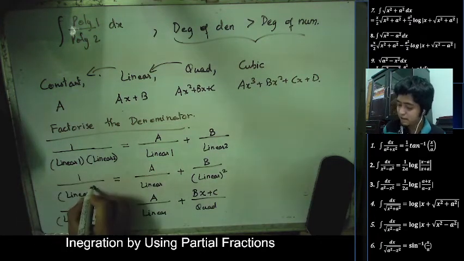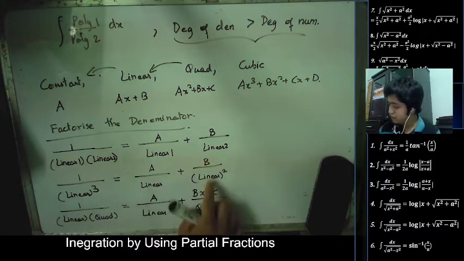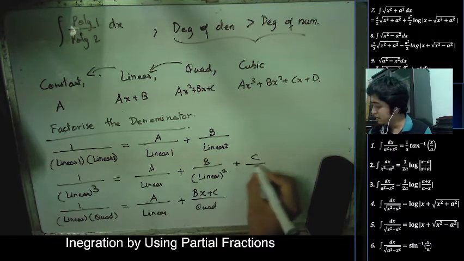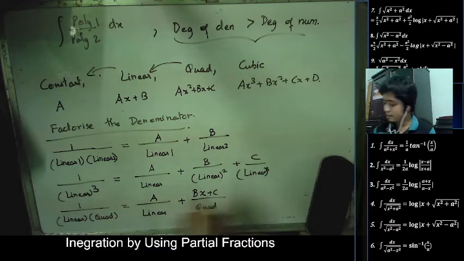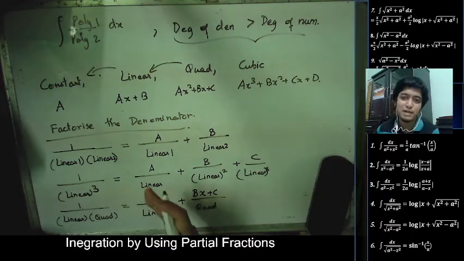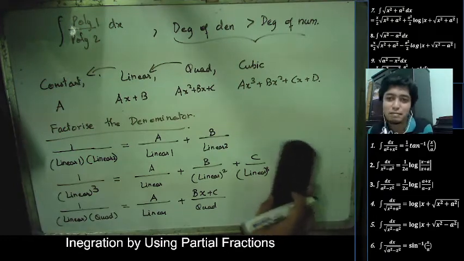Similarly, let us have another example. Maybe you are having linear cube. Then it will be A by linear plus B by linear square plus C by linear cube. You can simply do that. So this is the method of partial fractions. You will understand when we are doing examples, which I will do now.